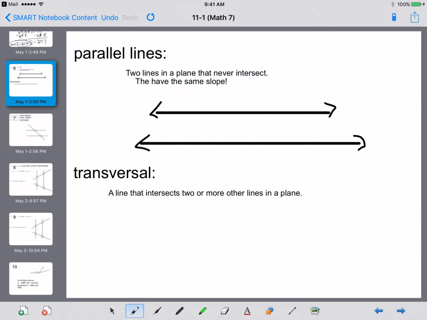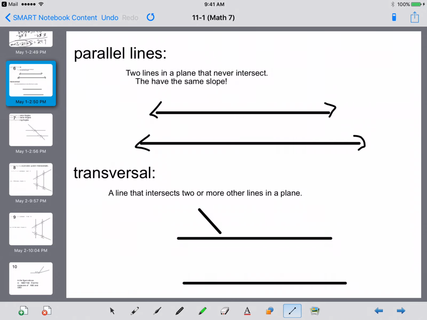A transversal is a line that intersects two or more lines in a plane. So now say we've got our two parallel lines. The transversal just cuts right through them, so it's intersecting those two lines. There could be other lines going through, but the transversal is cutting through them.